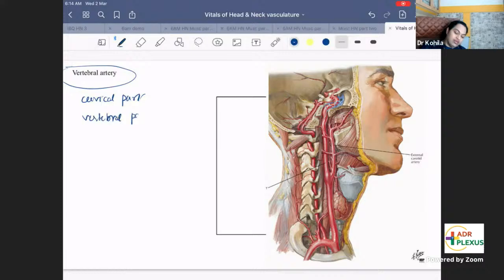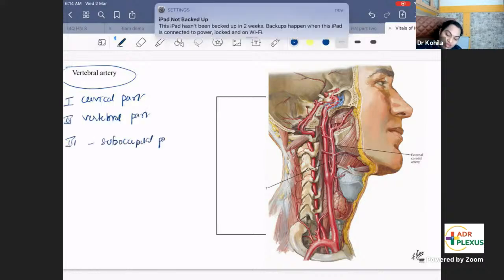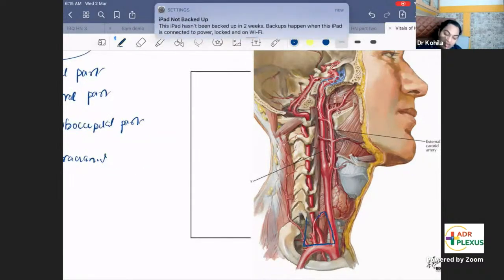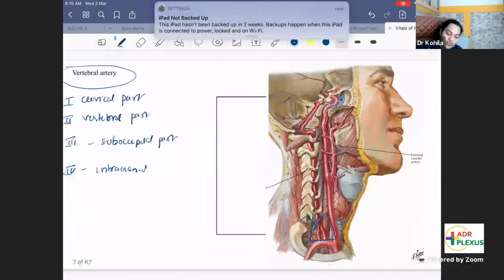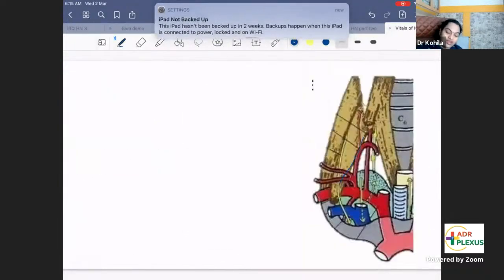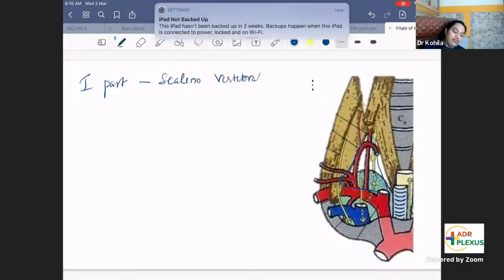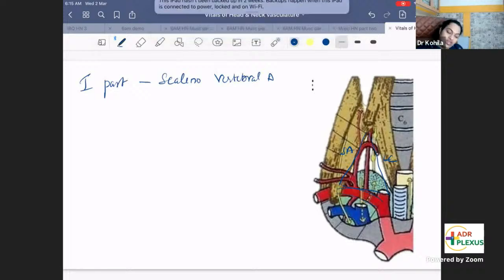So you can see the vertebral artery here. Okay. So this is the scapulovertebral triangle. The first part of the vertebral artery, soon after its origin, lies in the scapulovertebral triangle. Easy. So this is the scalenus anterior. This is the longus colli. The base is formed by the first part of subclavian artery. And the apex will be formed by the transverse process of C7.